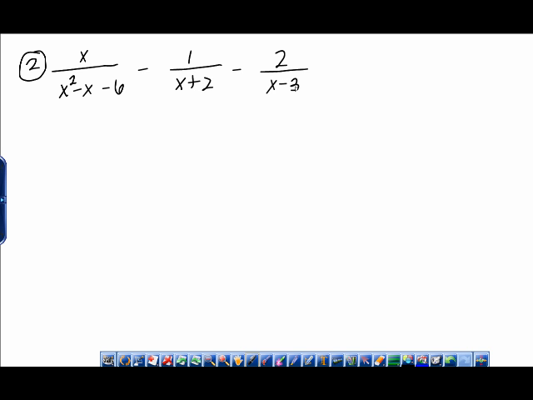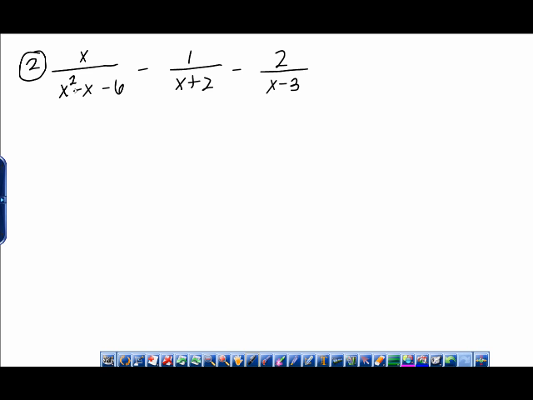All right, so let's talk about the next example. Example 2. I have x divided by x squared minus x minus 6, that's my first expression, minus 1 over x plus 2, and then minus 2 over x minus 3. Now I have 3 expressions. I'm adding, well, in this case, technically subtracting. And remember, with fractions, you have to get a common denominator.